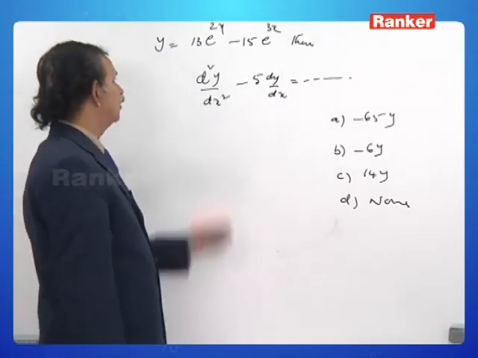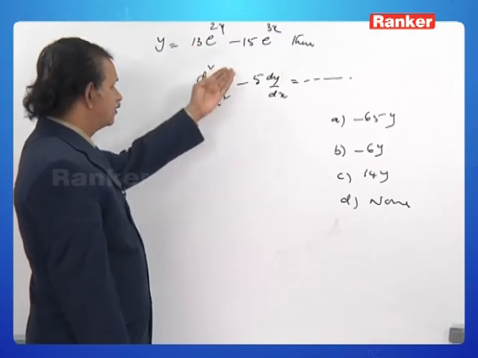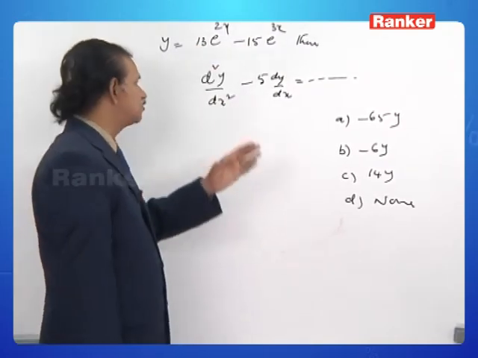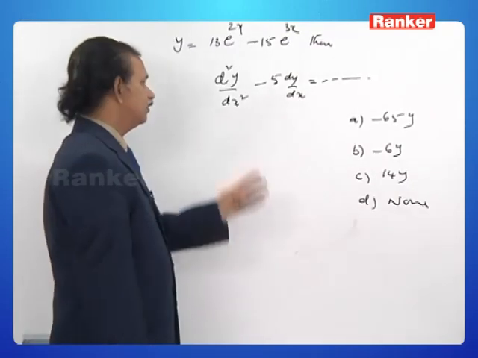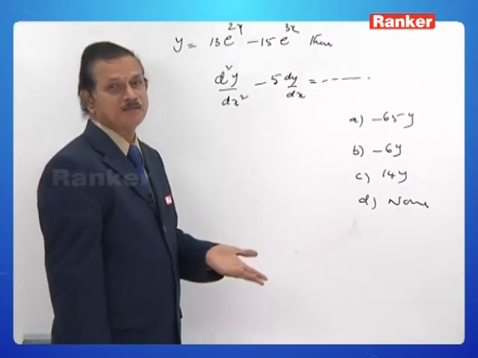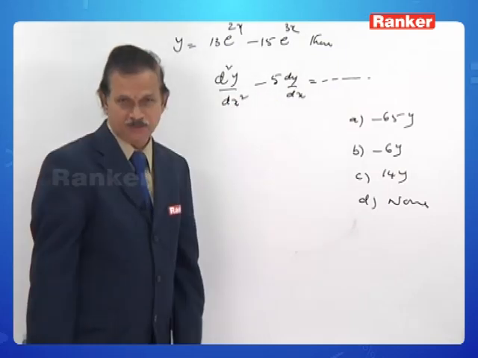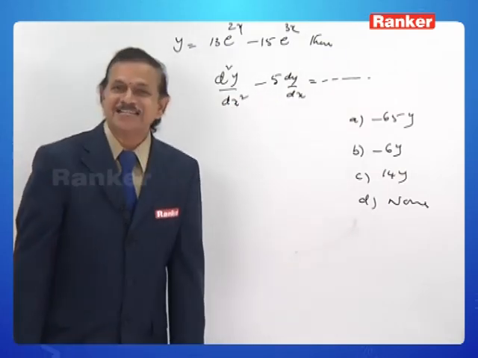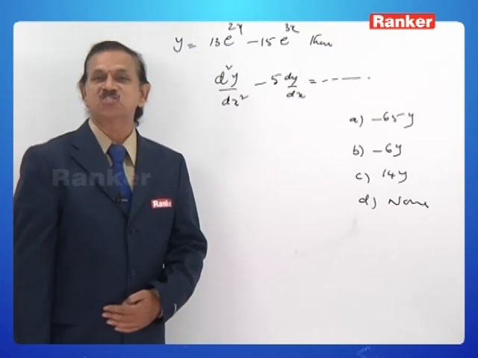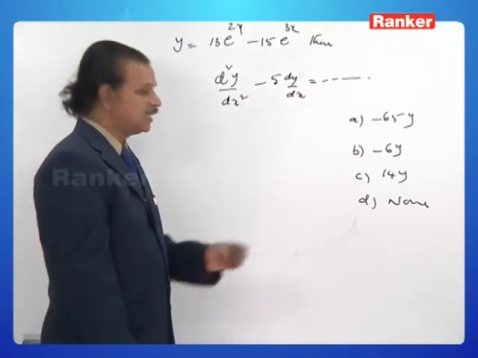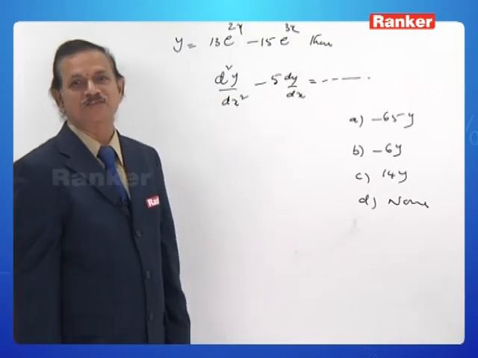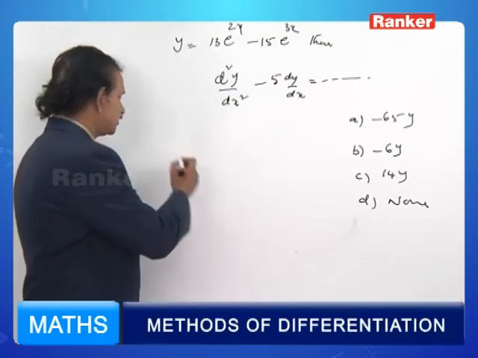You see, y is given as e power 2x and 3x. You are supposed to have d square y by dx square and 5 dy by dx. You have to find dy by dx and d square y by dx square and substitute them here. I don't say that it is impossible, and I don't say that it is difficult. At the same time, there is still an easier way to get the answer. What is that? Please observe this.